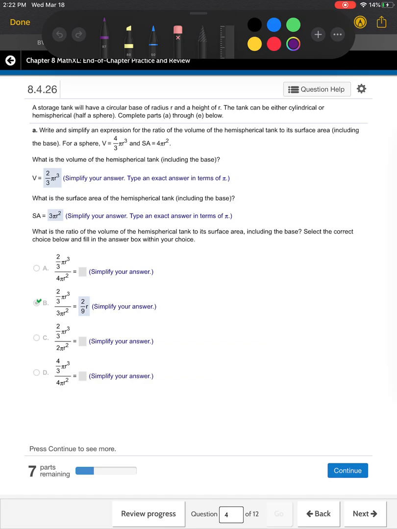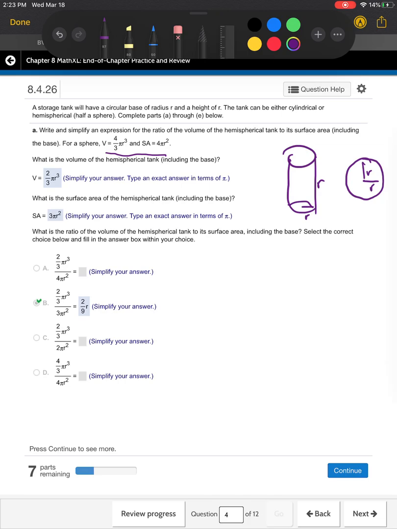So we're trying to compare two different storage tanks. One of them has a circular base with radius r and a height of r. So we can either do cylindrical like this, with a base of radius r and a height of r. Obviously, this isn't really drawn to scale. The other one could be a sphere, or sorry, a hemisphere with a radius of r and a height of r. So they have given us the information for the hemispherical tank, and we'll have to find the equations for the cylinder in a little bit.